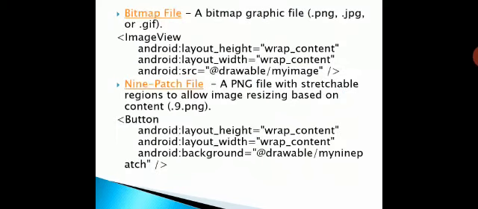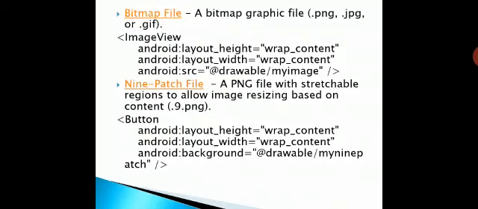There are several types of drawable resources available in your Android system. The first one is the bitmap file. A bitmap file is just a bitmap graphical file. Android supports three formats: .png, .jpg or .gif. Of these, .png is the most preferred one, .jpg is acceptable, but .gif is discouraged.